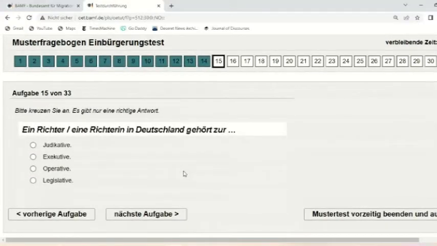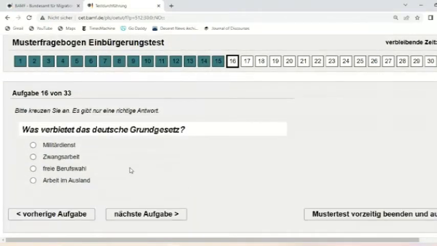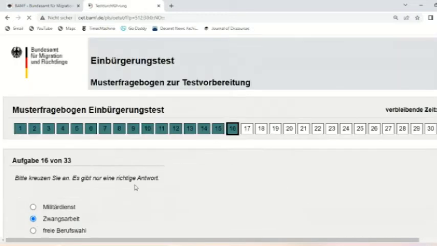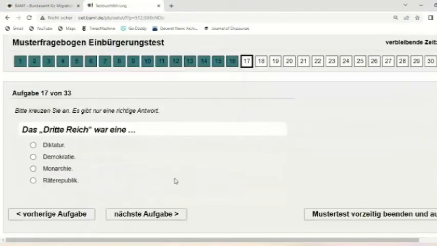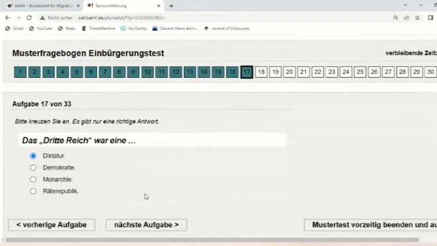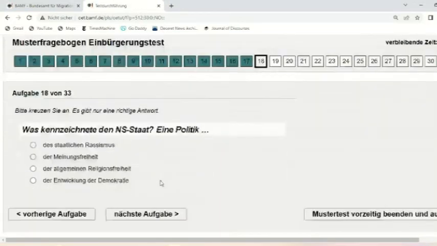Question 15. A judge in Germany belongs to judicial, executive, operative, or legislative. Clearly judicial. Question 16. What is forbidden by the German Constitution? Military service, slavery, free choice of career, work overseas. Obviously slavery, or at least I should hope so. Question 17, we're getting into history. The Third Reich was a dictatorship, democracy, monarchy, republic. Dictatorship is correct. Question 18, what is the mark of a Nazi state? Politics of state racism, freedom of opinion, general religious freedom, or the development of a democracy? As we all know, the Nazis were best known for state racism.